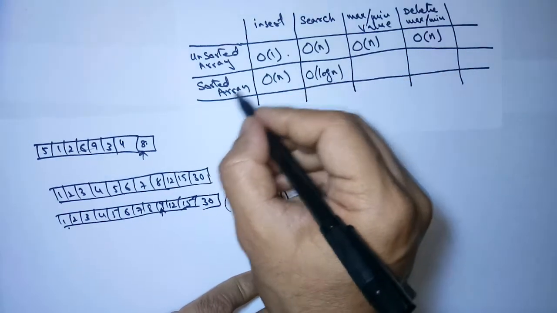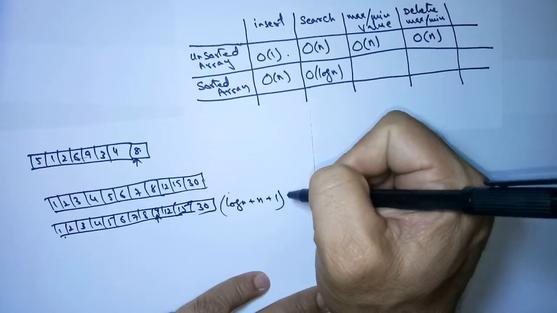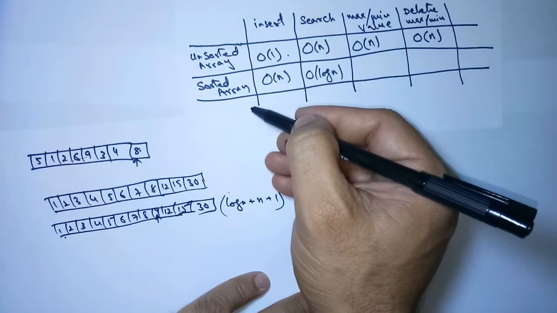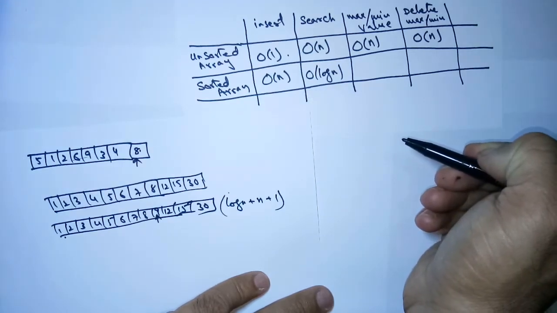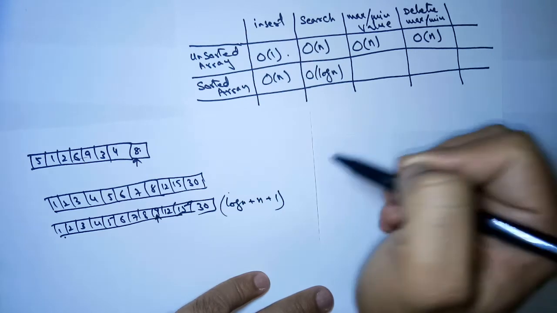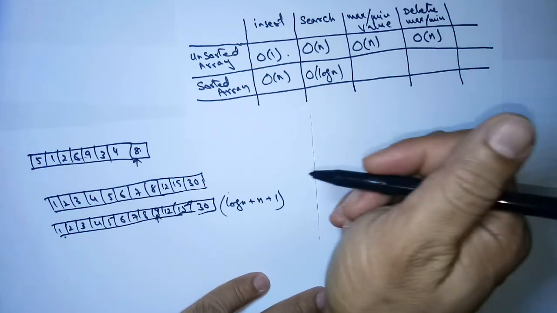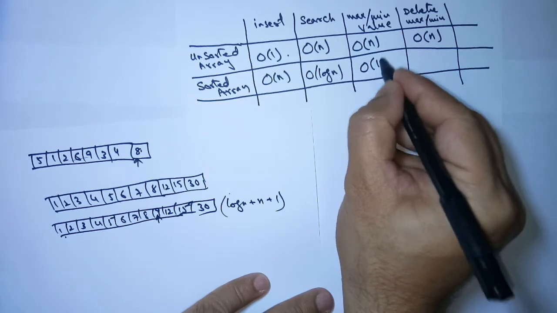Okay, and then the minimum value, if it is sorted in the ascending order, the minimum value will be at the first location, and the maximum value will be at the last location, at the nth location. And if it is sorted in the descending order, the minimum value will be at the nth location, and the largest value will be at the first position. So that is nothing but order of 1 time, right?